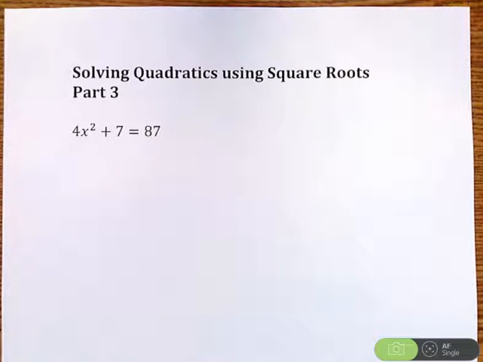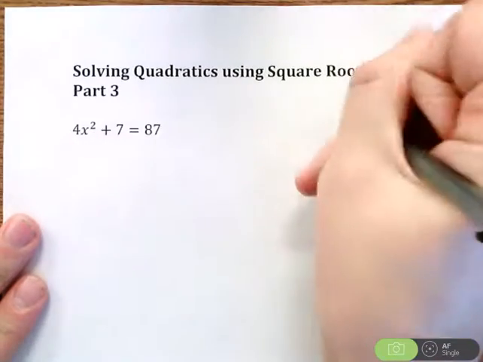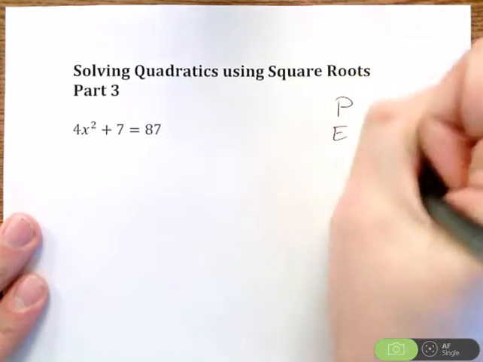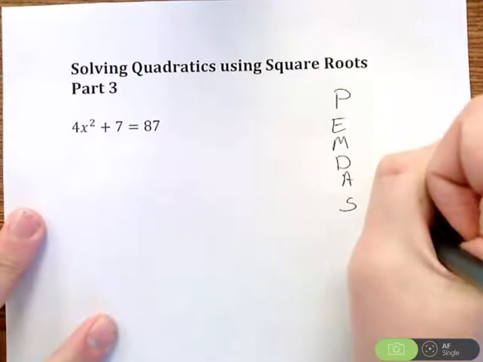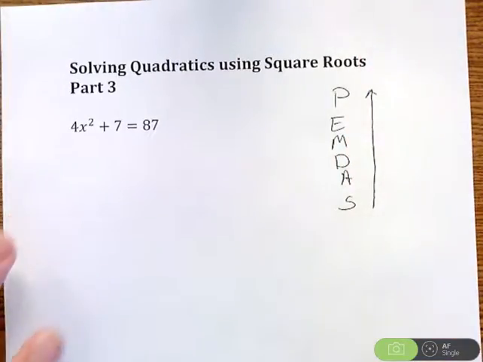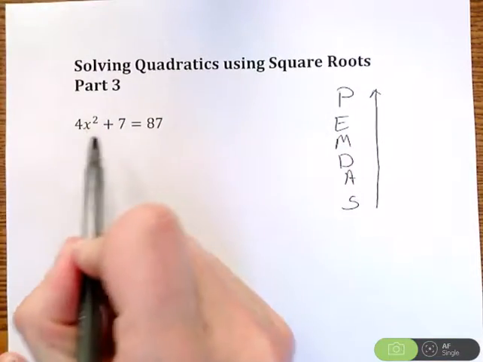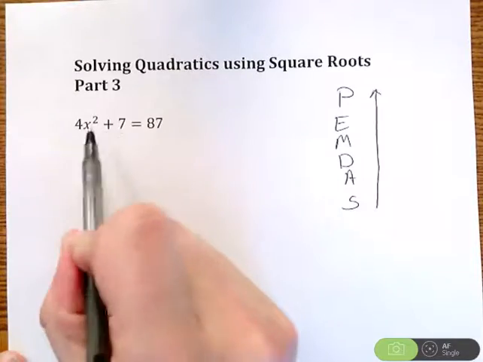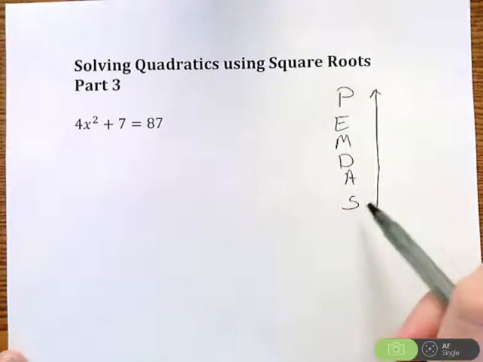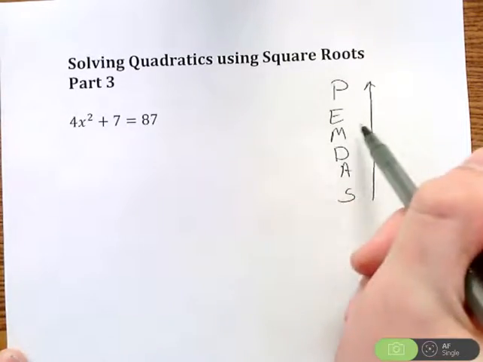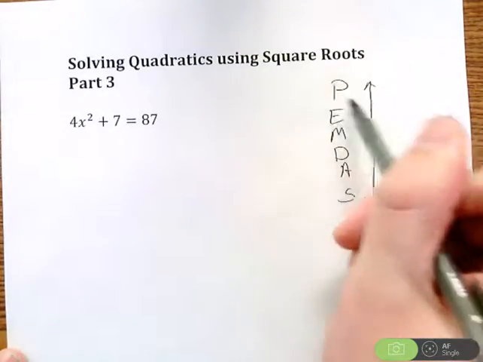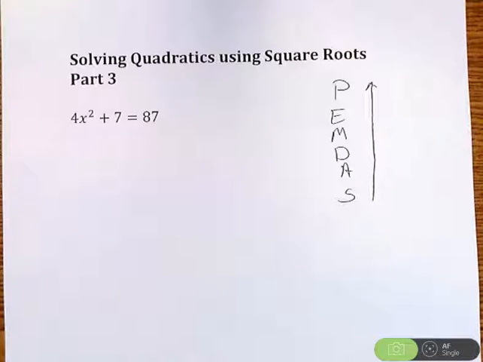So we have 4x squared plus 7 equals 87. Again, if we're solving for x, we want to work the order of operations backwards. We want to get x by itself. So I need to get rid of addition, subtraction first, then get rid of the multiplication, division, then get rid of the exponent, then get rid of any pieces inside the parentheses.